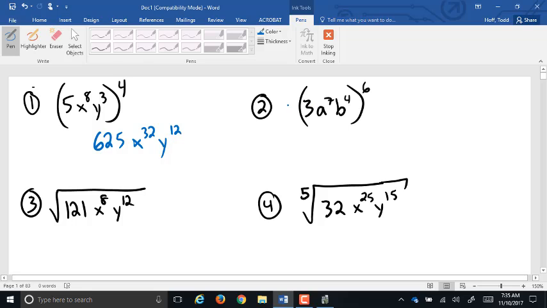So over here is the same thing. We take the number to the power. 3 to the power of 6 is 729. Then we have a to the 7th to the power of 6, a to the 42, and b to the 4th to the power of 6, b to the 24.